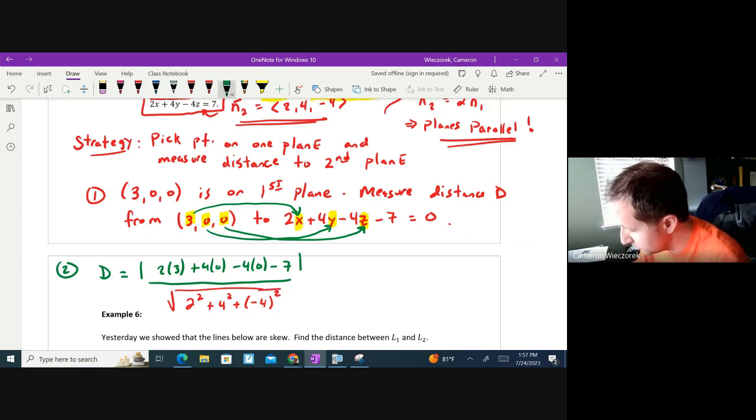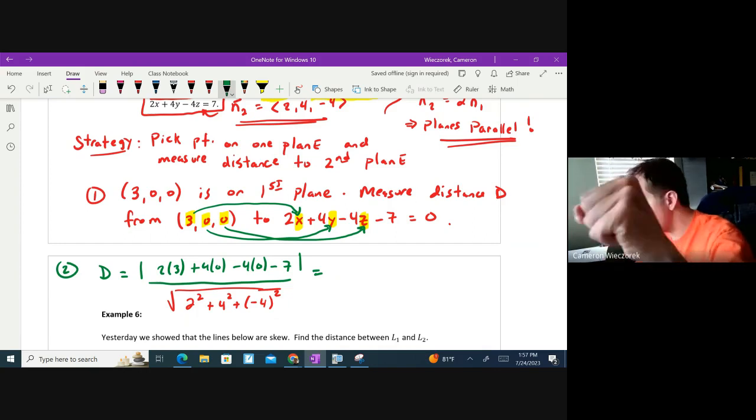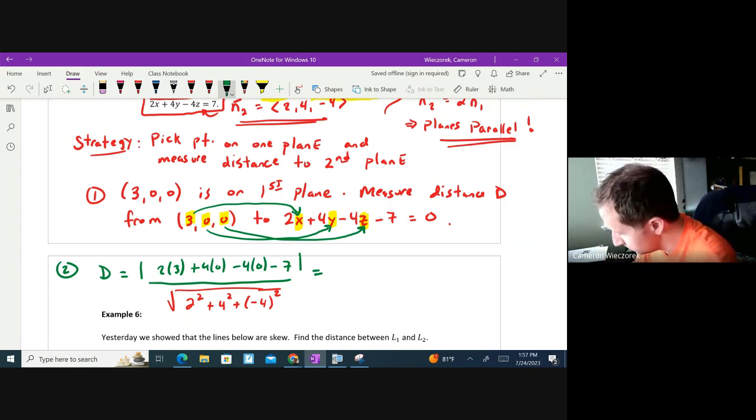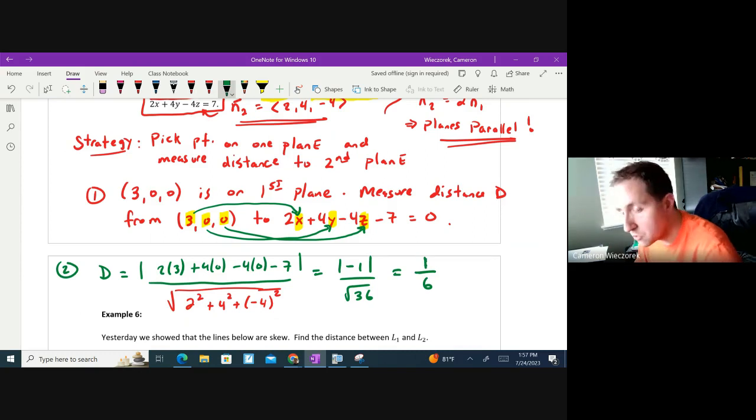Okay. You have to think visually a little bit about what you're doing so you're not just memorizing formulas. You want to know where you are starting, what point you are starting at, and what plane you are measuring to. So I get absolute value of 6 minus 7, which is negative 1. So absolute value of negative 1 over the square root of 16 plus 4 plus 16, which is square root of 36. And so the distance from that point to the plane is 1/6. And therefore the distance between those two parallel planes has to be 1/6.